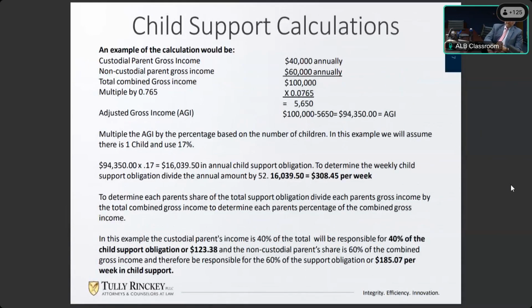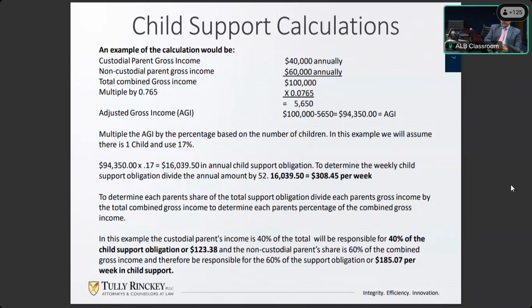All right. So this is a basic calculation of child support. So we have the custodial parent's income, non-custodial parent's income. You take the total combined income, take away the 0.0765, and you come up with what is the AGI, the adjusted gross income of both parties. All right. Then you multiply that by how many kids, and here we use 17% for one child.